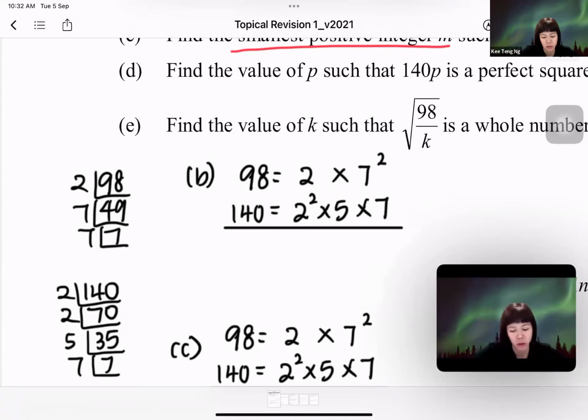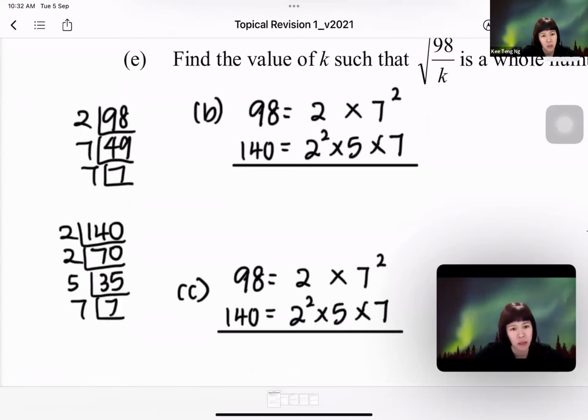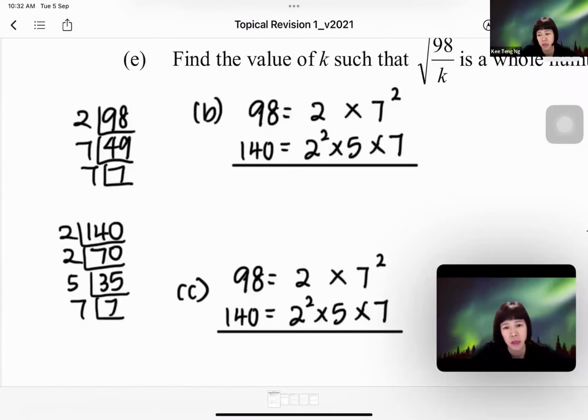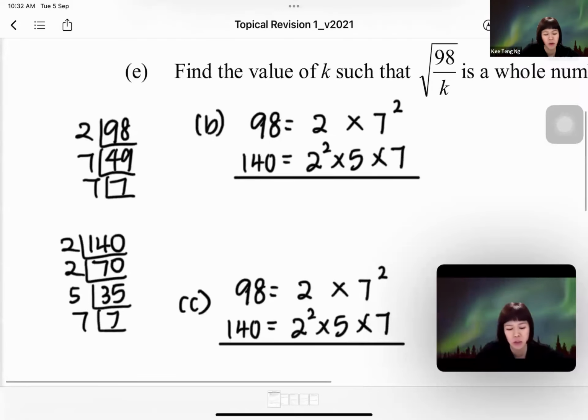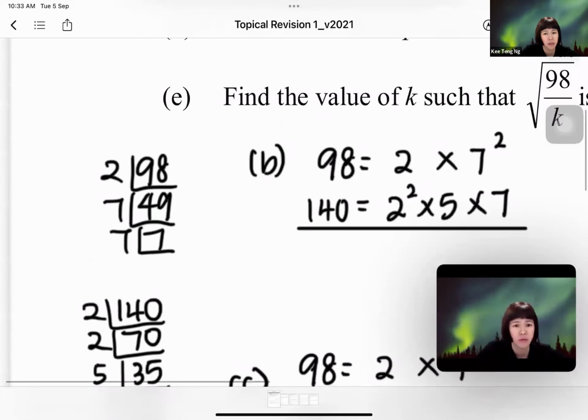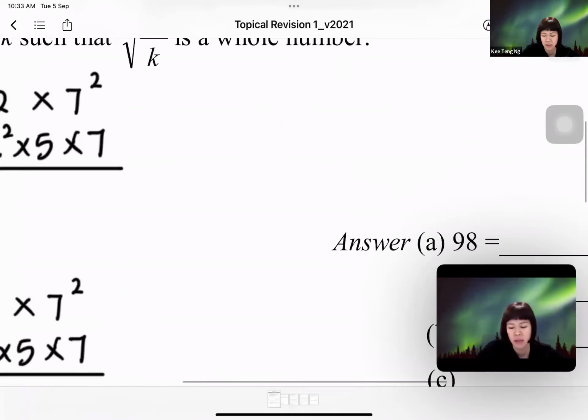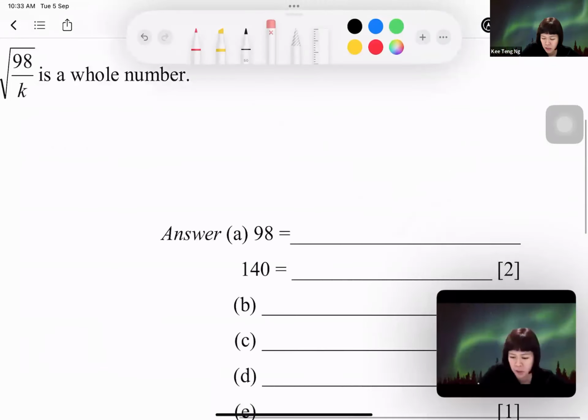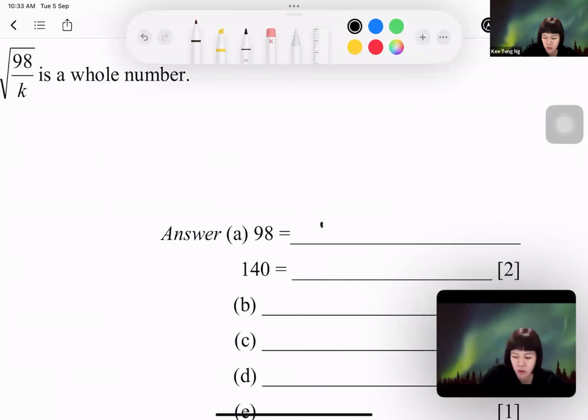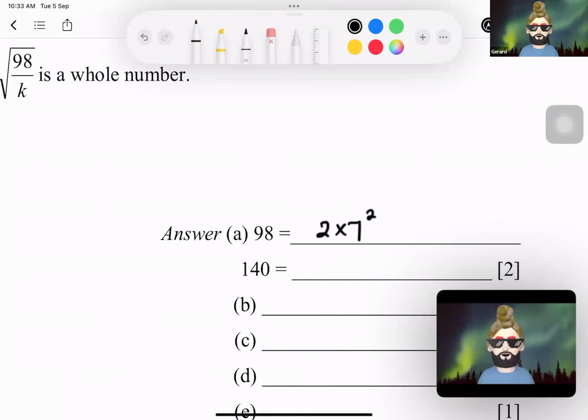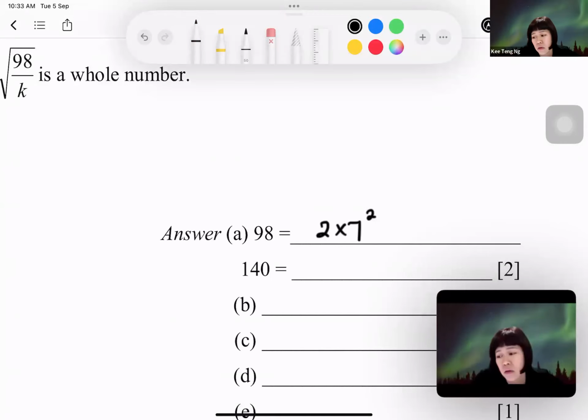Okay, so we're going to divide these by our prime factors. Some of the prime factors over here already can be expressed. So we have 98 divided by 2, then 7 times 7. So we'll write it as 2 times 7, 2 times, right? So it's 2 times 7 to the, I cannot hear.